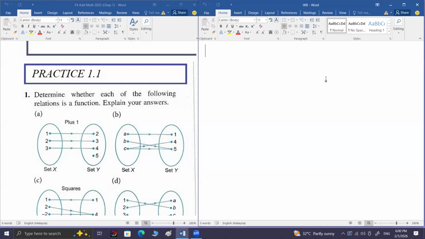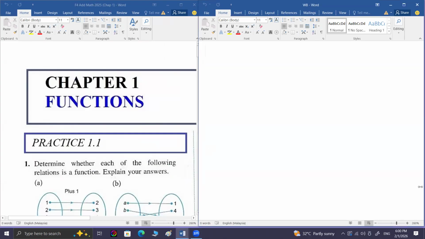Okay, class, get ready, all of you. So we start chapter 1, class. So please pay more attention, be focused for additional maths, because it's not that easy. Of course, for the beginning, for chapter 1, it's not that hard yet.